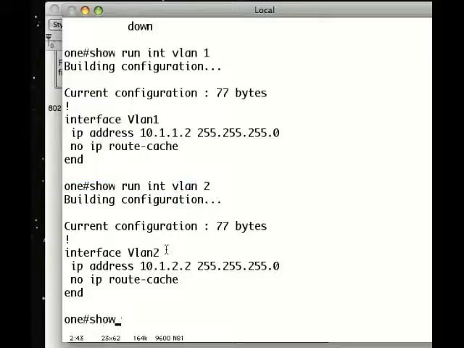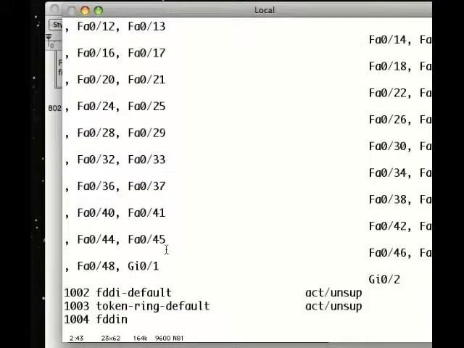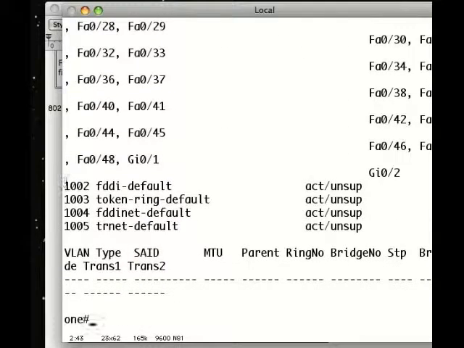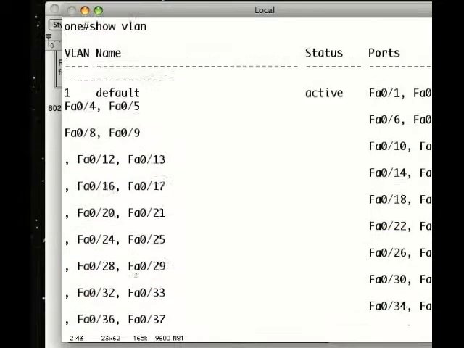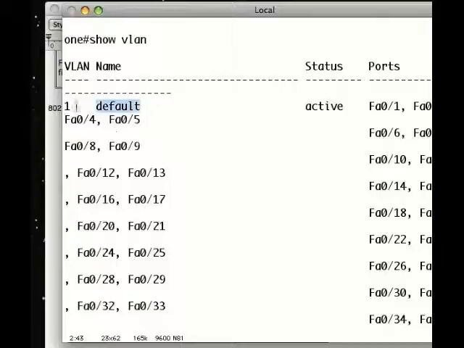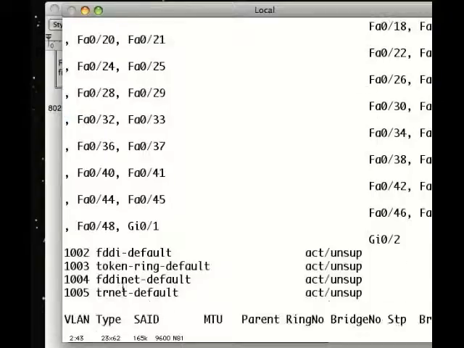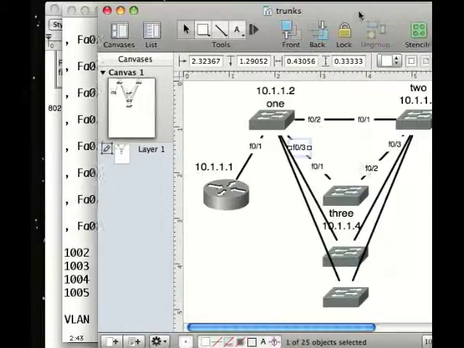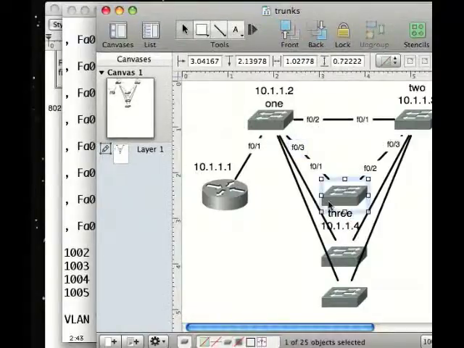Show vlan. I've got these default VLANs, which don't really exist, and I've got VLAN 1, which was the default. I don't have a VLAN 2, I don't have a VLAN 4. I created those VLANs down here on this switch, and that does not magically make those VLANs go off to these other switches.